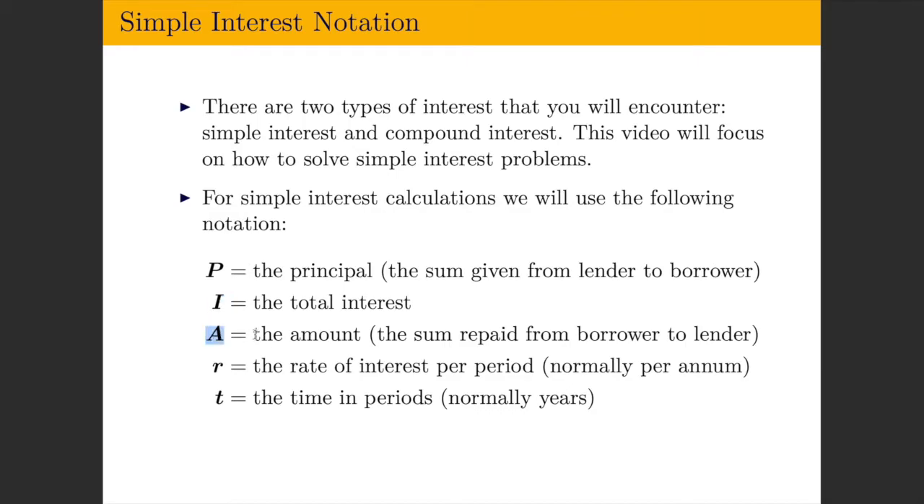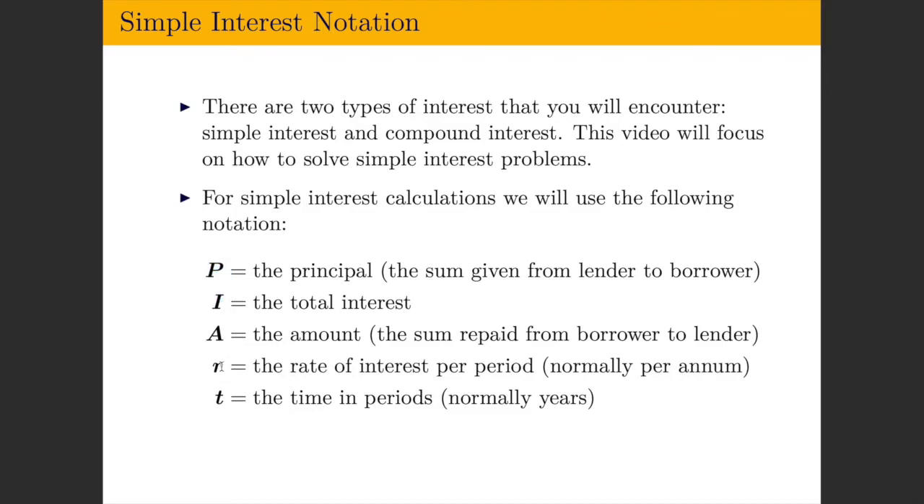A, which is known as the amount, is the sum of the principal and interest. In other words, the lender gives the borrower a value of P at the beginning of the loan, and in return, the borrower gives the lender an amount A at the end of the term, which is equivalent to the sum of P and I.